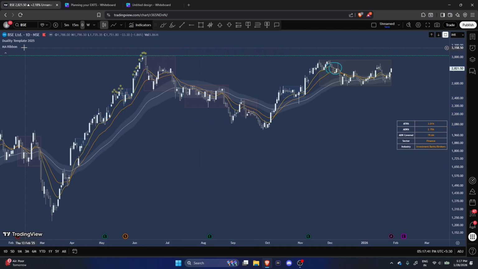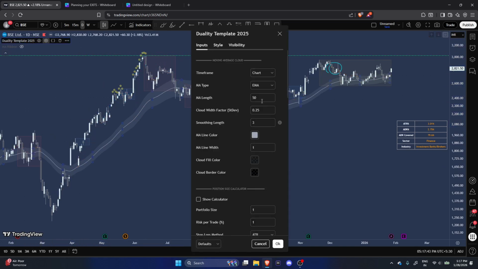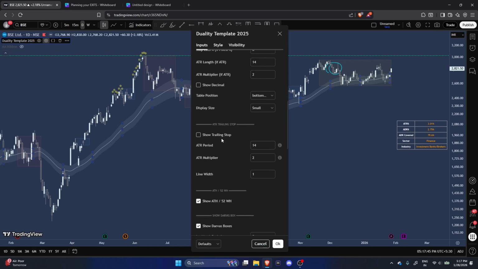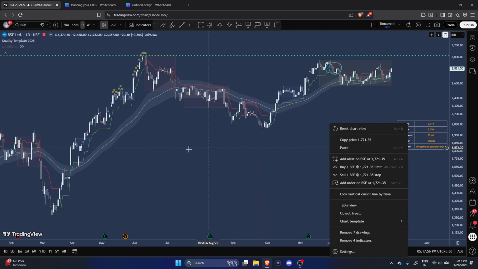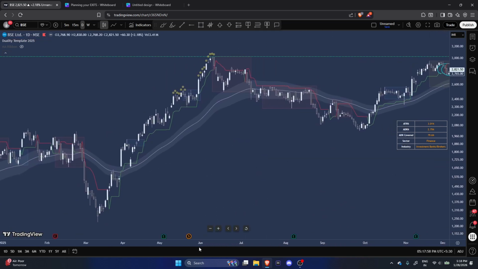Similarly, you can use your ATR also. I'm using a multiplier of 2, period of 14, you can take 20. It doesn't really make much of a difference, but the default setting is 14 and a multiplier of 2, and you can see pretty nicely it is tracking very trending stocks, giving you some exits here when this trailing ATR turns red, right?